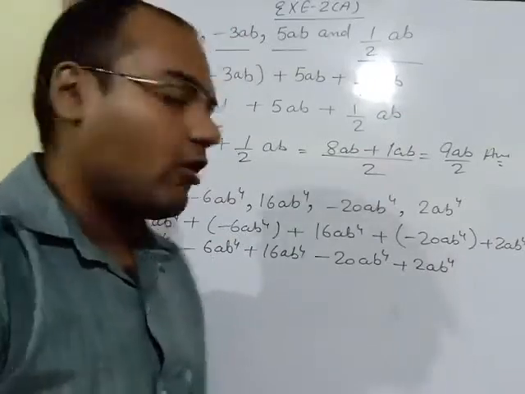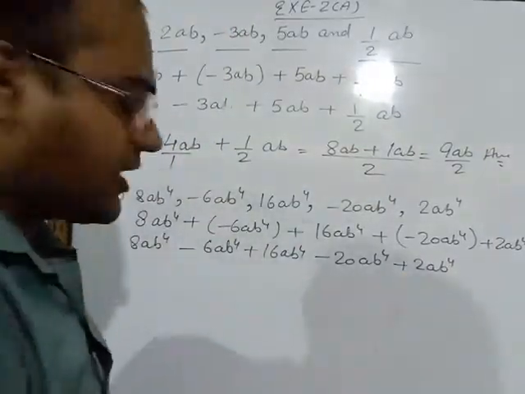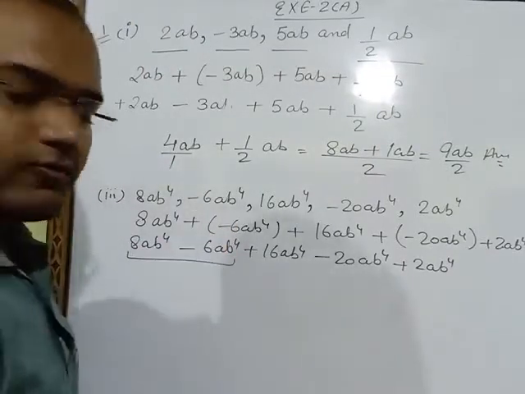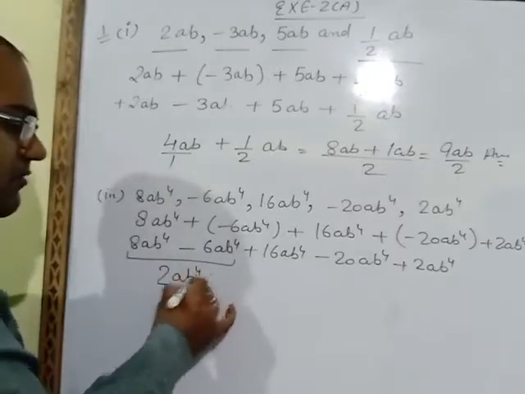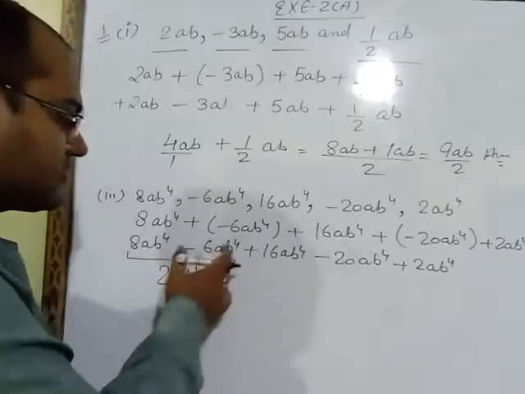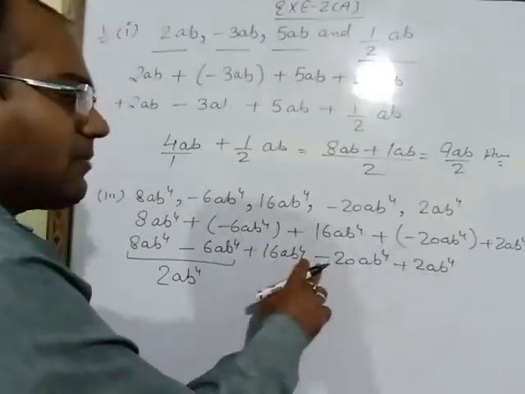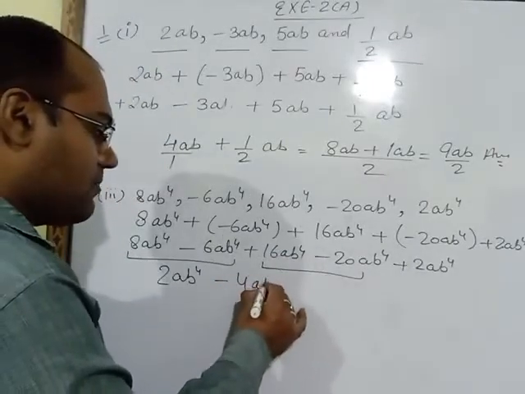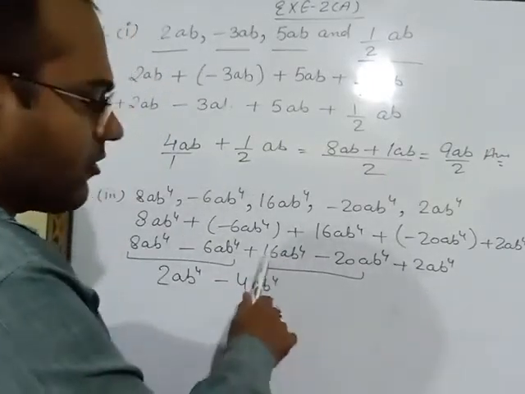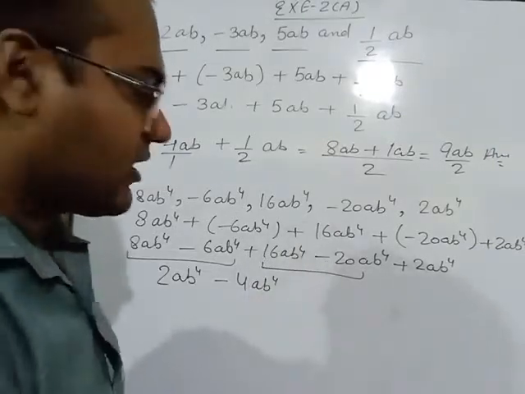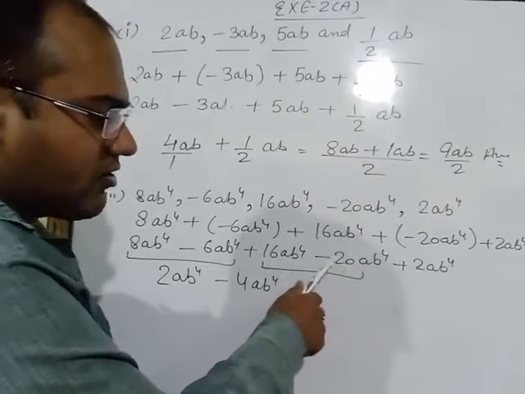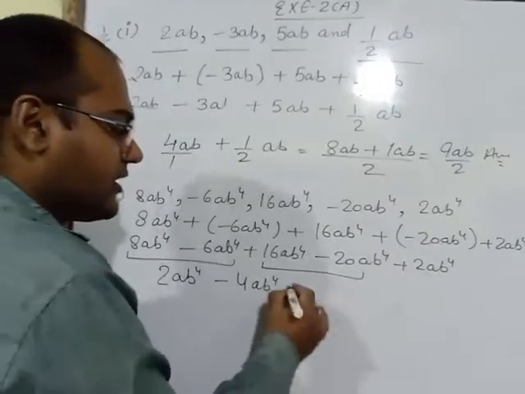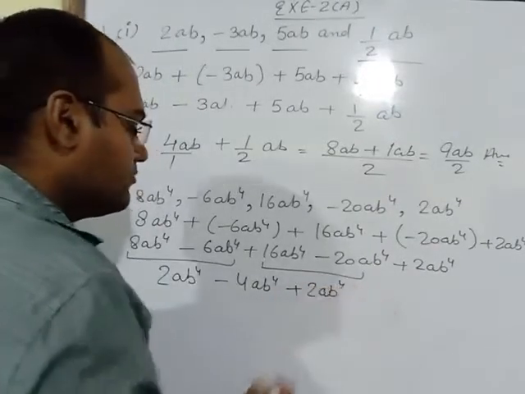Now the next step: all these are like terms because here the alphabets are the same. So first of all we will solve these two. 8ab power 4 minus 6ab power 4. 8 minus 6 is 2ab power 4. The alphabet we have to write as it is. Plus 16 and minus 20, when we solve these two, we get minus 4ab power 4. Why minus? Because out of 16 and minus 20, the greater number is 20, so we put the sign of this greater number, that is minus. Now the remaining term we have to write as it is, plus 2ab power 4.